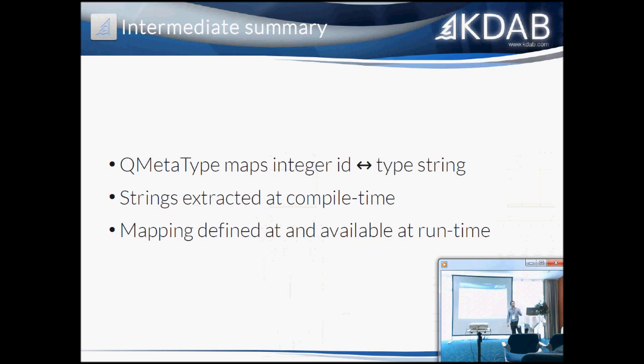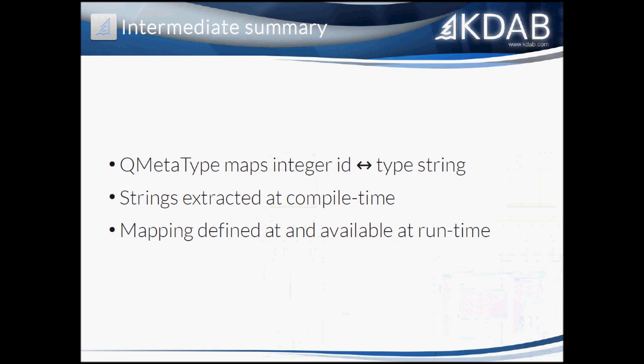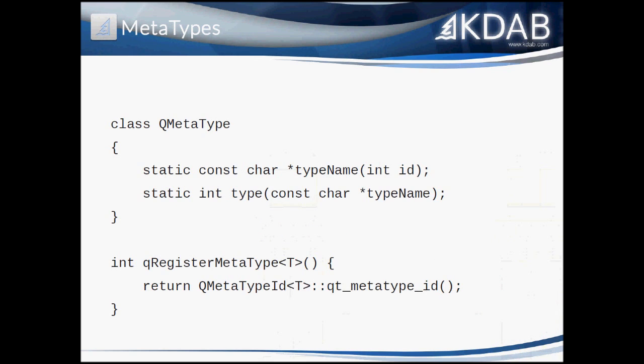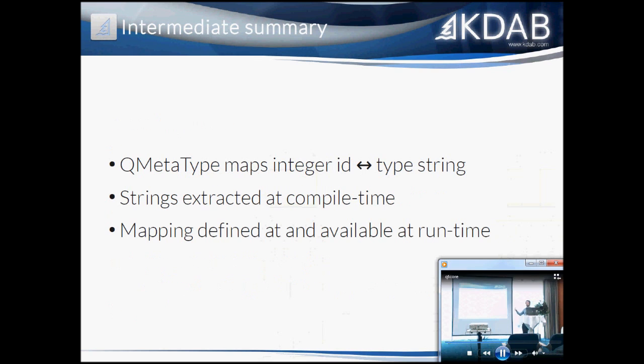So to summarize about QVariant and QMetaType, it's a mapping of integer type IDs and strings and actually C++ types among each other. And the strings are extracted at compile time, and the mapping is defined, populated, and available at runtime. So you can probably imagine how I could help you with further findings.